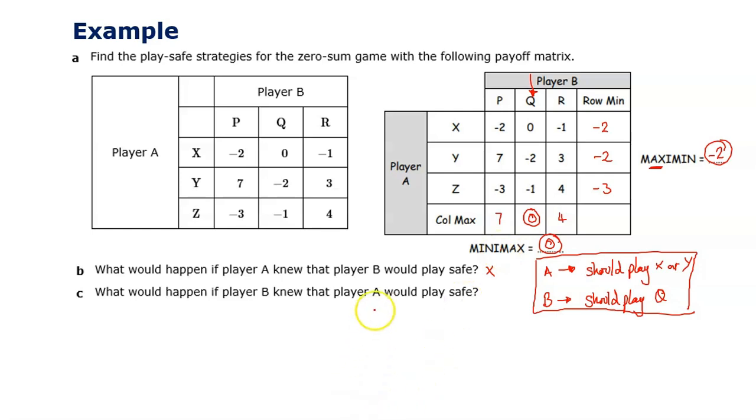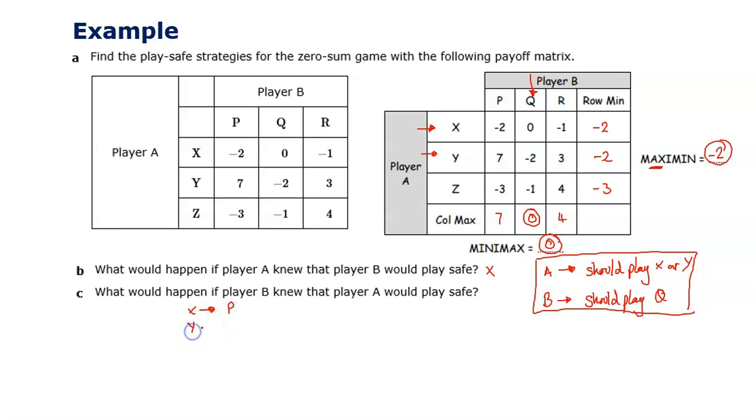Now, let's do it the other way. What would happen if player B knew that A would play safe? Now it's slightly more complicated because he's got 2 options. He could play X or Y. Does it matter? If he plays X, now we want the most negative answer. So X would mean player B, we want the most negative. I reckon that's P. Should play P.